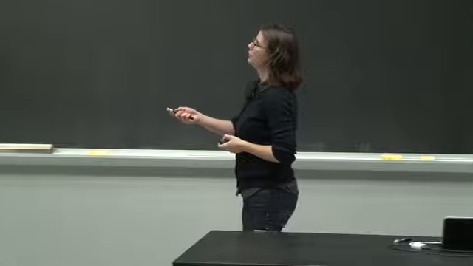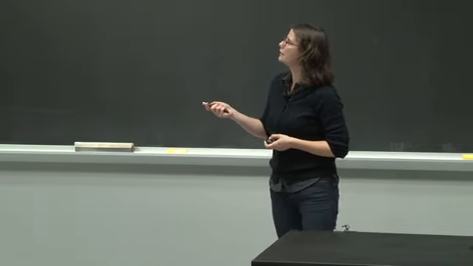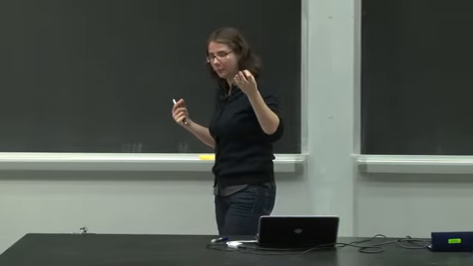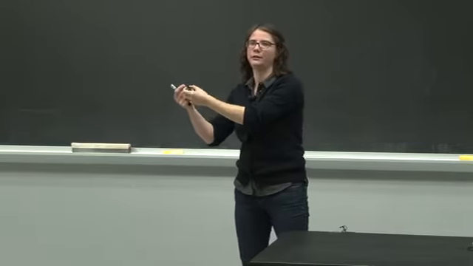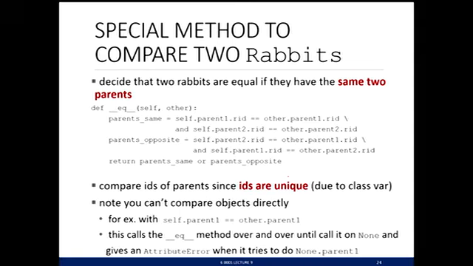The other thing I want to do is to compare two rabbits. If I want to compare two rabbits, I want to make sure that their parents are the same. So I can compare the first parent of the first rabbit with the first parent of the second rabbit, and the second parent of the first rabbit to the second parent of the second rabbit, or get the crisscrossed combinations of those. That's what these two Booleans are doing. They are going to be Boolean values, either true or false, and I'm going to return whether they have the same parents of that type or the same parents crisscrossed.